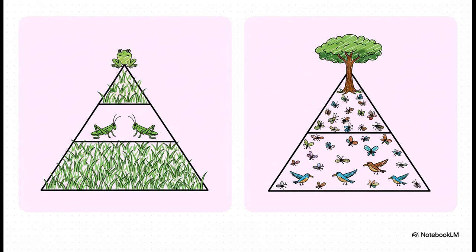Now, the first type is the pyramid of numbers, and you'd think it would always be a nice, neat pyramid shape, right? Well, in a grassland, it is. You have millions of blades of grass supporting thousands of herbivores. But it can also be flipped upside down, or inverted. Think about one single massive tree. That one producer can support thousands and thousands of insects, which in turn only support a few birds. So you get a tiny base with a huge level on top of it.